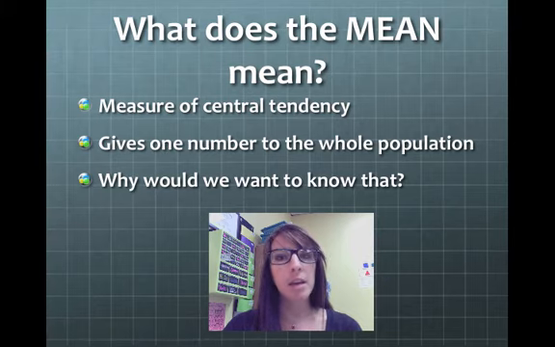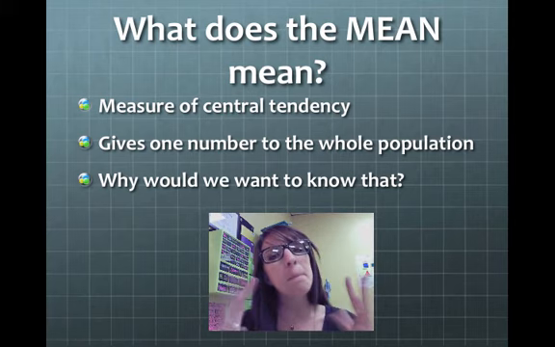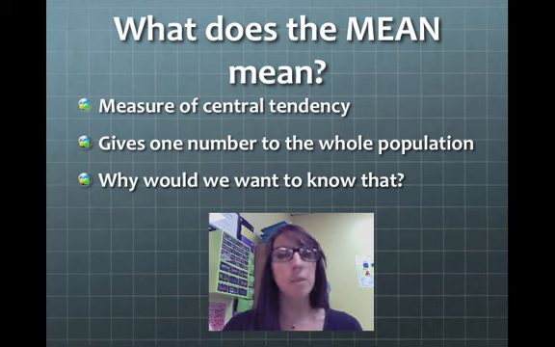So we collect all this data with our statistical questions, and then we find the mean. The mean tells us about something that's happening kind of in the middle of that population. So if our population is all the people that live for life, the mean tells us what's going on in the middle of that. If our population is all of the 6th graders, the mean tells us what's going on in the middle. It gives one number to the entire population.